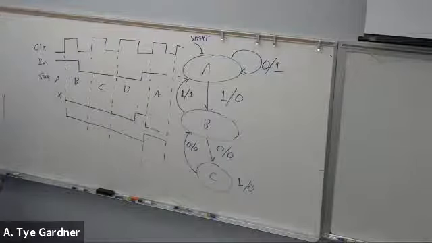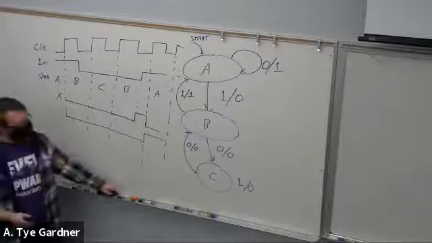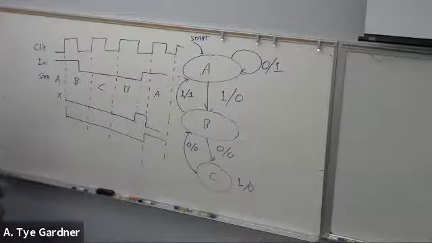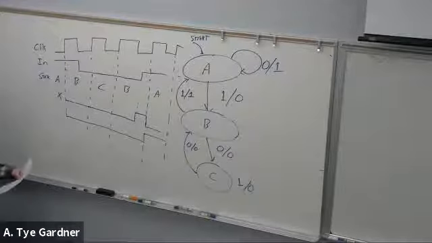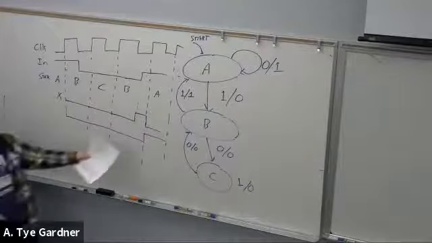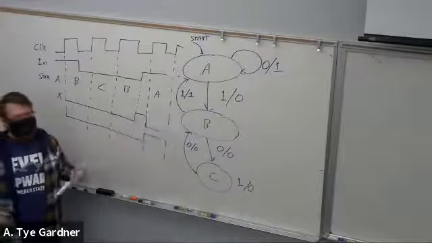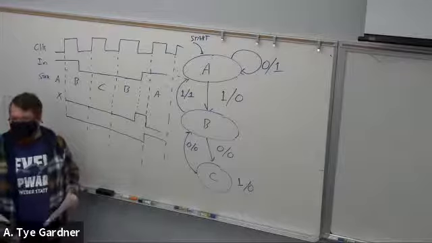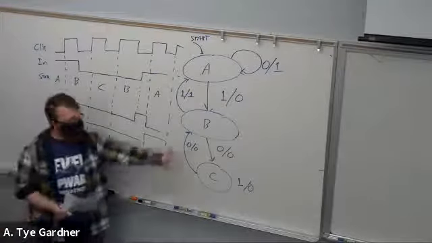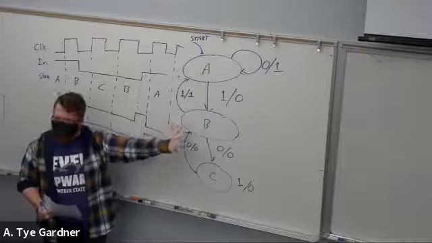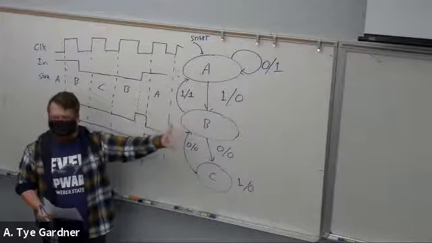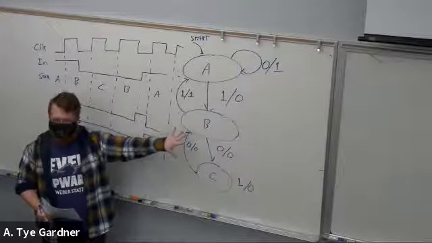Another way to describe state machines. This is a state diagram. We could also have a state table. And we often start with a state diagram because this is a good way to picture what the system is supposed to be doing. How is that controller behaving, right?